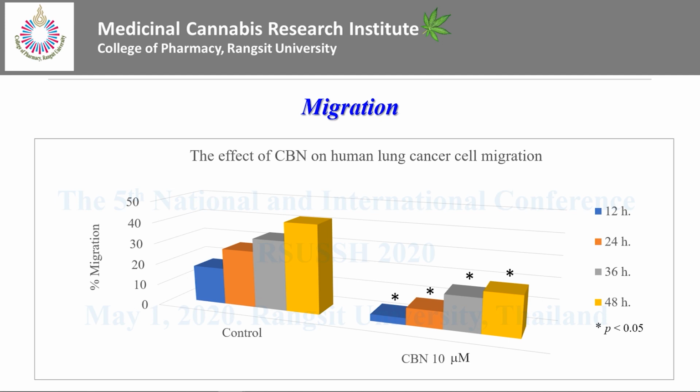Regarding the effects of CBN on human lung cancer cell migration, we found that at 10 micromolar CBN, lung cancer cell migration was significantly decreased compared to untreated cells at 12 to 48 hours.